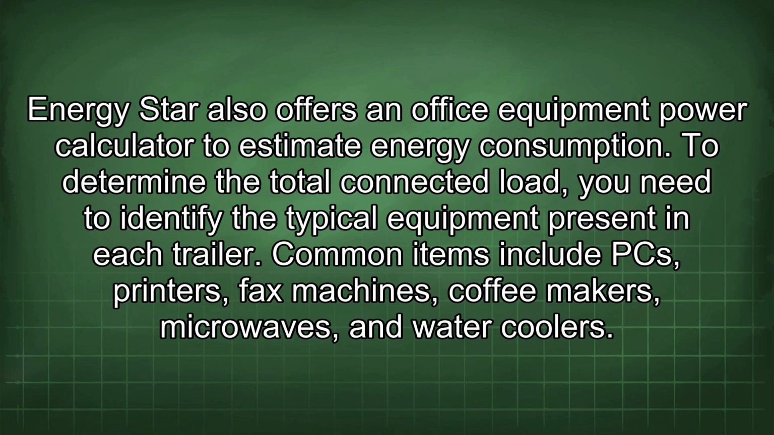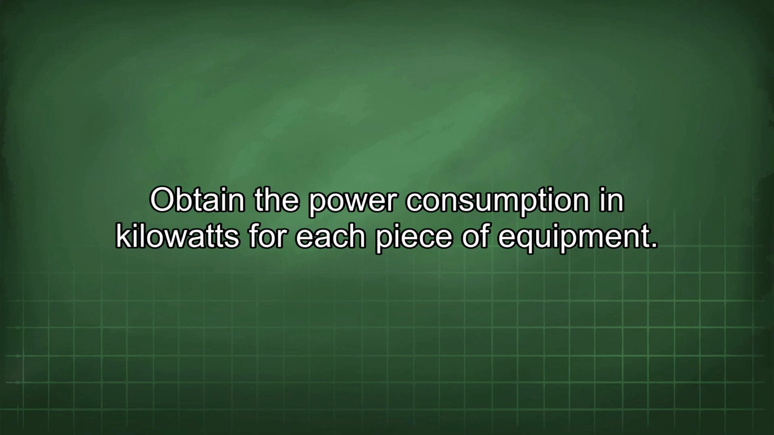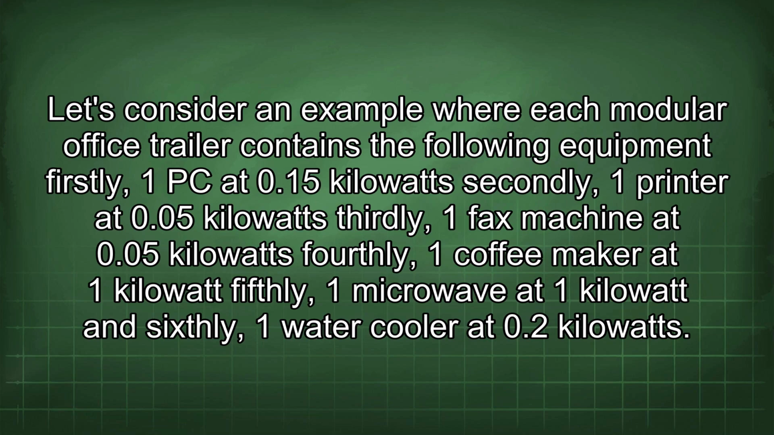To determine the total connected load, you need to identify the typical equipment present in each trailer. Common items include PCs, printers, fax machines, coffee makers, microwaves, and water coolers. Obtain the power consumption in kilowatts for each piece of equipment. Let's consider an example where each modular office trailer contains the following equipment.